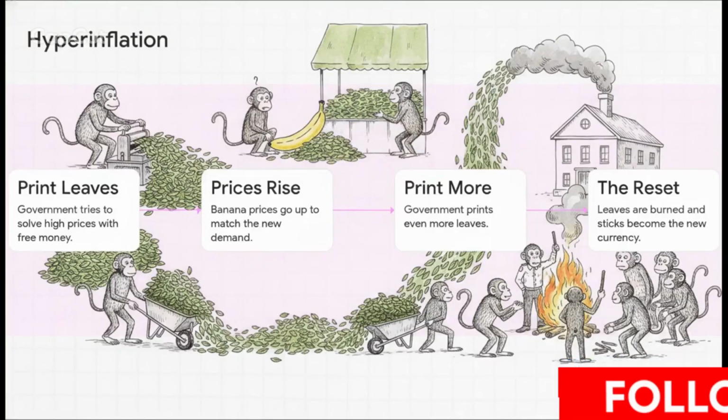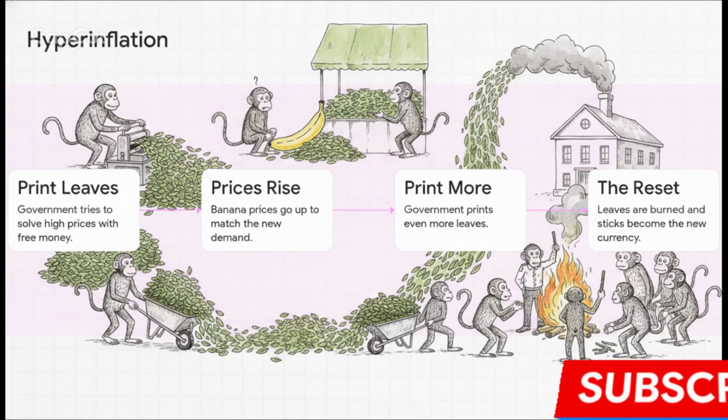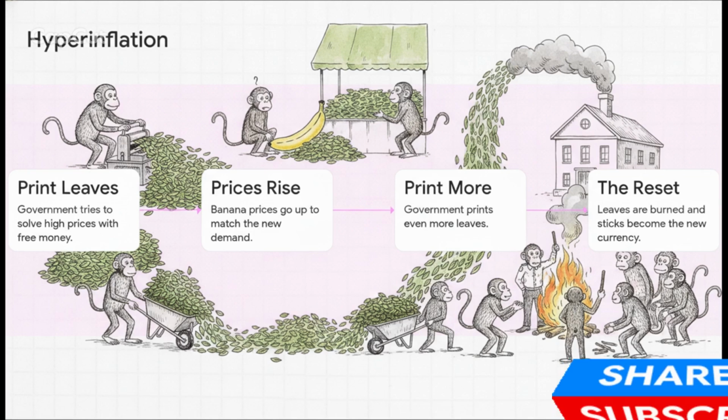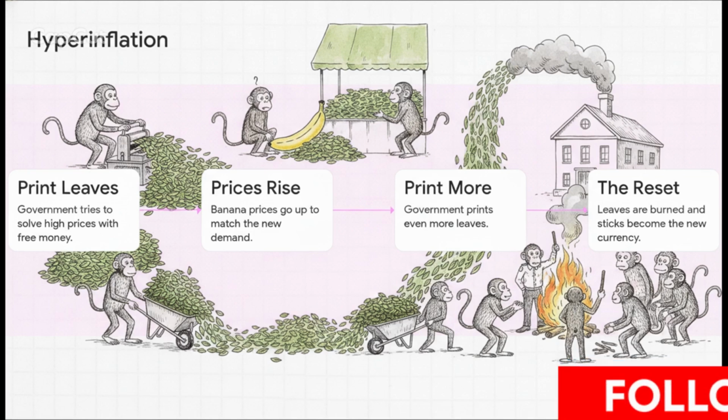Now, this shows exactly what happens when that monetary inflation gets completely out of control. It turns into a terrifying death loop known as hyperinflation. The government tries to solve high prices by just printing more free money leaves. But obviously, this just makes banana prices shoot up to match the new demand, so they print even more. Eventually, it gets so ridiculous that monkeys literally need entire wheelbarrows full of leaves just to buy a banana peel. At the end of this total nightmare, the government simply burns all the leaves and declares, okay, sticks are the new currency. It's a total, devastating reset.